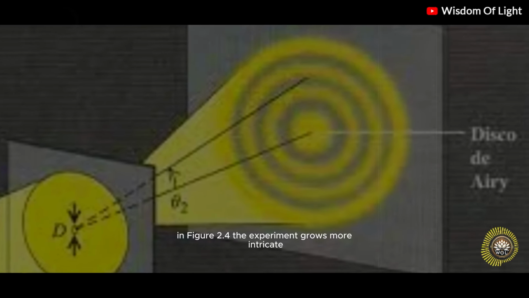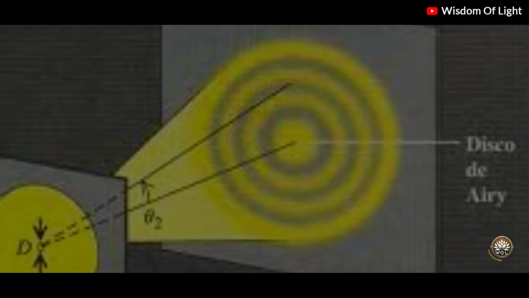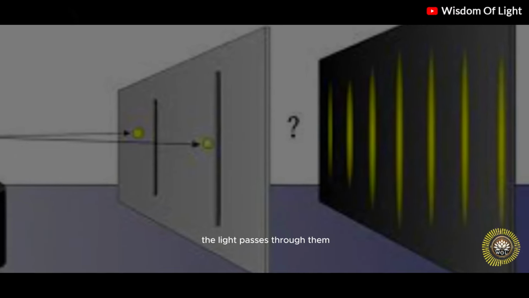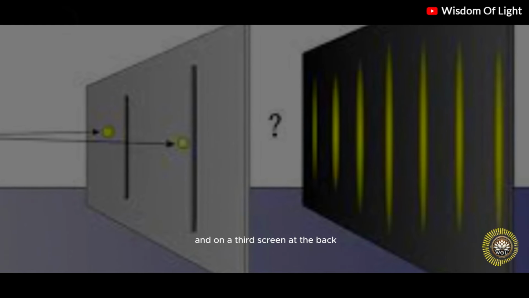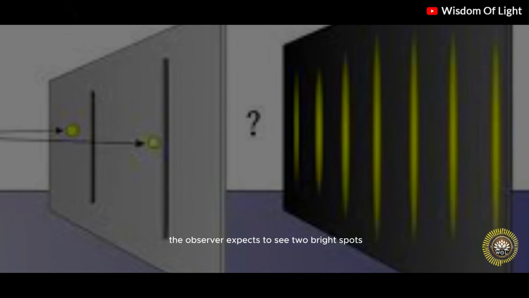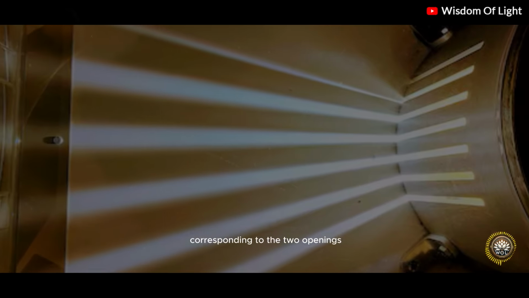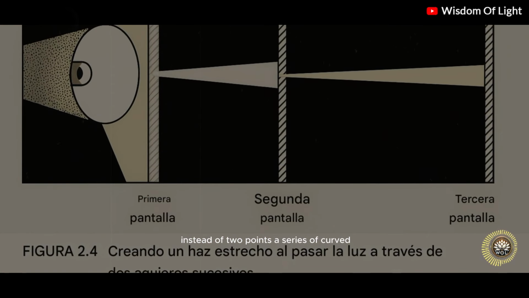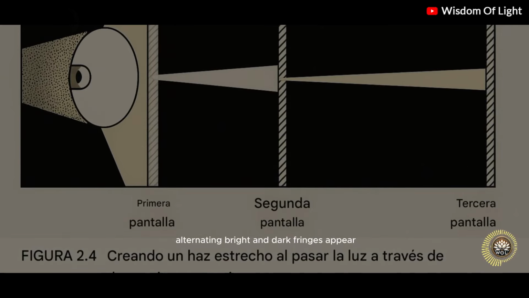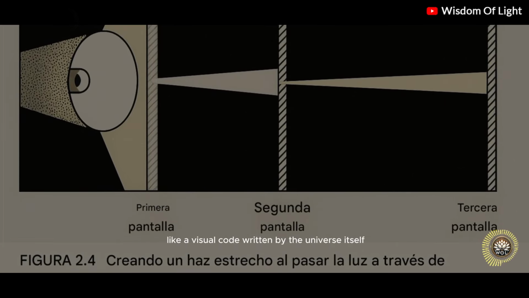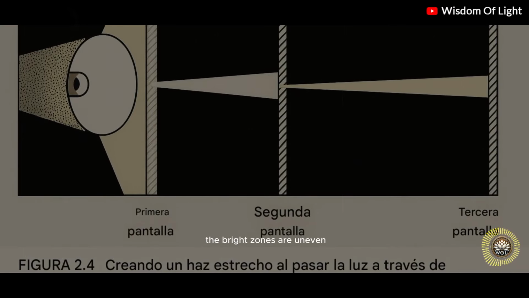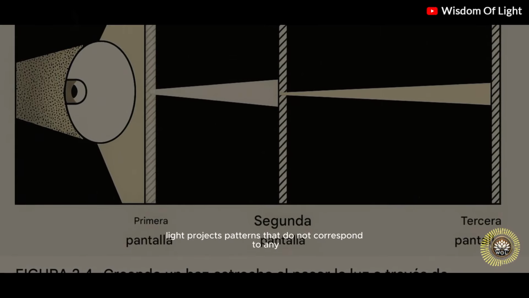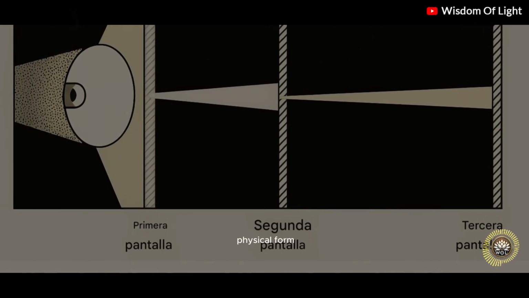In figure 2.4, the experiment grows more intricate. Two screens are added, each with small aligned apertures. The light passes through them, and on a third screen, at the back, the observer expects to see two bright spots, corresponding to the two openings. But that is not what happens. Instead of 2 points, a series of curved, alternating bright and dark fringes appear, like a visual code written by the universe itself. The bright zones are uneven. The shadows are incomplete. The outcome seems impossible. Light projects patterns that do not correspond to any physical form.